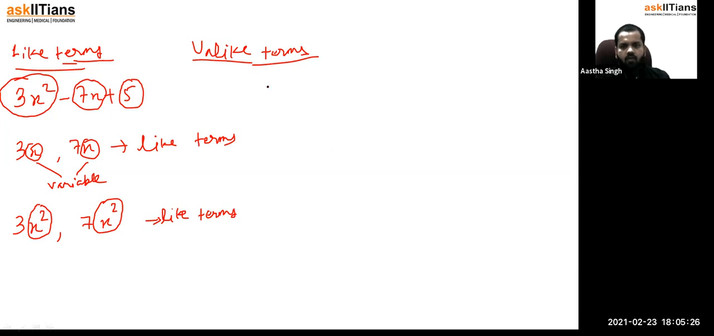What are unlike terms? Unlike terms are basically terms where the variables are not the same. If we compare 4y and 7y square, guys, here the variables are not the same, its degree is not the same. Basically, the variable y is the same, but the power, the exponent, is not the same. So these are unlike terms.